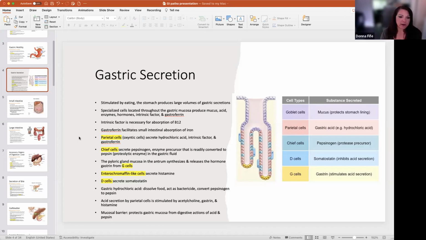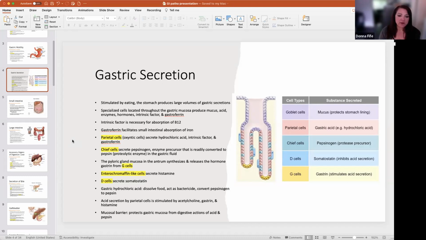Parietal cells or oxyntic cells secrete hydrochloric acid, intrinsic factor, and gastroferrin. So these factors, intrinsic factor, gastroferrin, and hydrochloric acid are coming from these parietal cells. Chief cells secrete pepsinogen, an enzyme precursor that is readily converted to pepsin, which is a proteolytic enzyme in the gastric fluid. The pyloric gland mucosa in the antrum synthesizes and releases the hormone gastrin from the G cells. Enterochromaffin-like cells secrete histamine, and D cells secrete somatostatin.